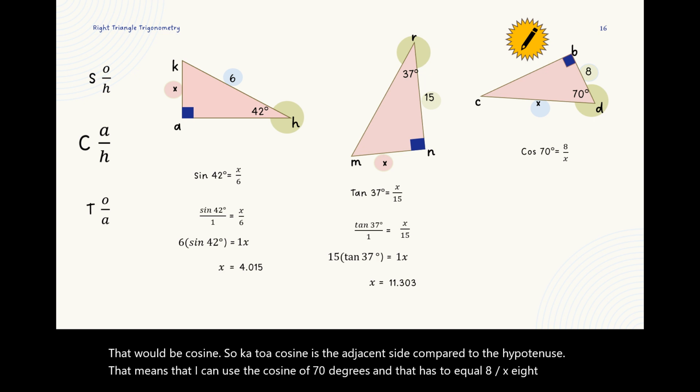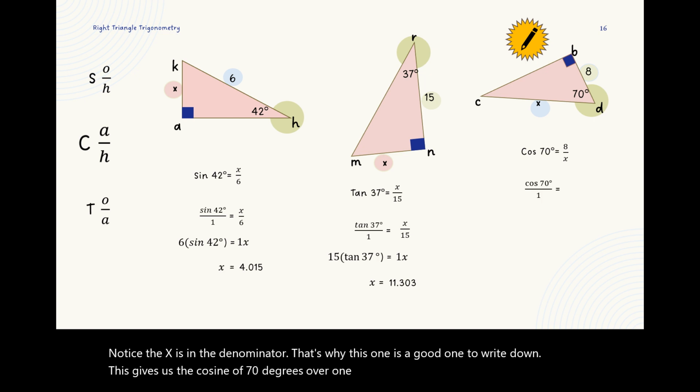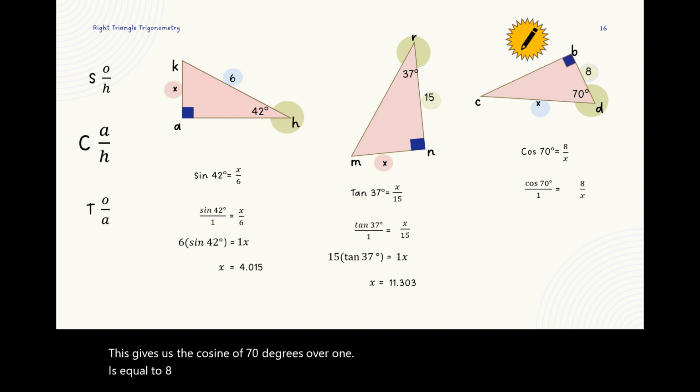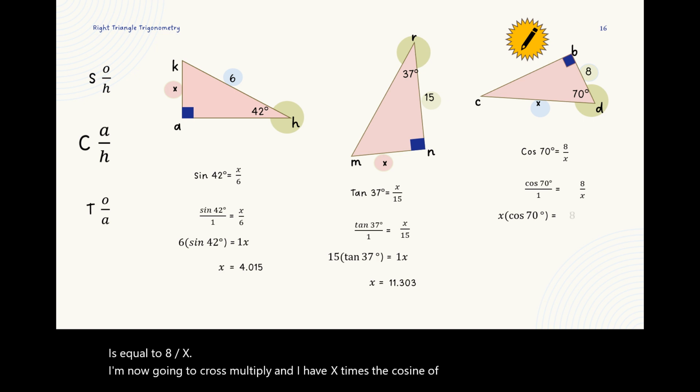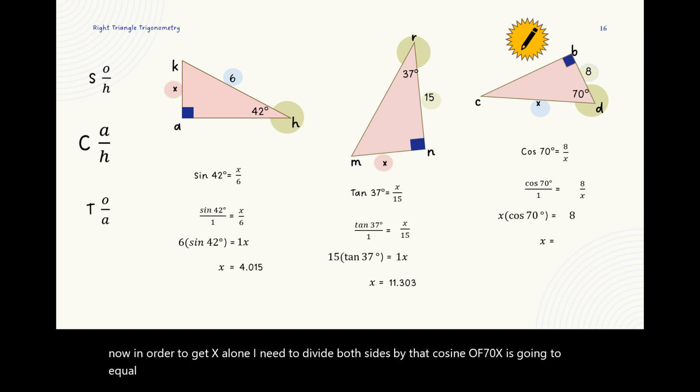8 over x. Notice the x is in the denominator. That's why this one is a good one to write down. This gives us the cosine of 70 degrees over 1 is equal to 8 over x. I'm now going to cross multiply, and I have x times the cosine of 70 is equal to 8 times 1, or 8. So now in order to get x alone, I need to divide both sides by that cosine of 70. x is going to equal 8 divided by the cosine of 70.